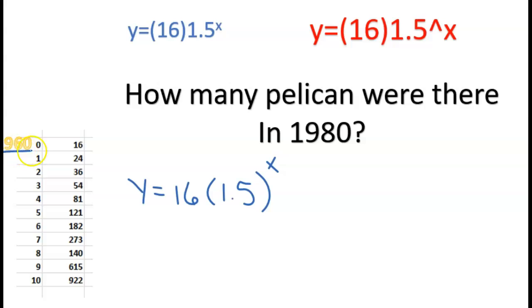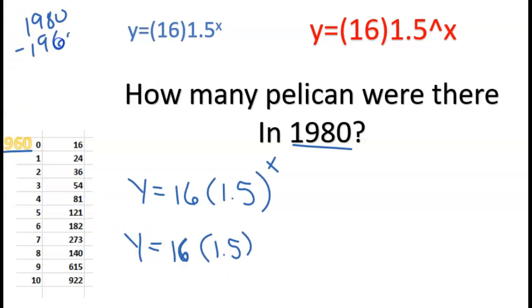Now, if I start out at 1960, how many would I expect to have in 1980? How many years is it between 1980 and 1960? So that would be 20 years. So how many birds would I expect to have in 1980?